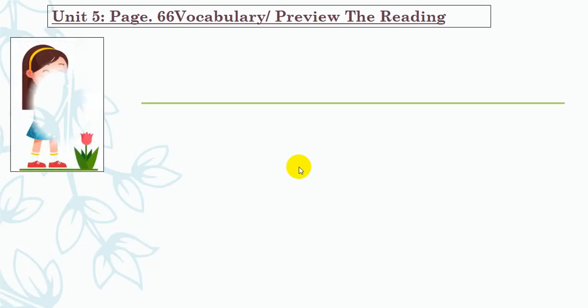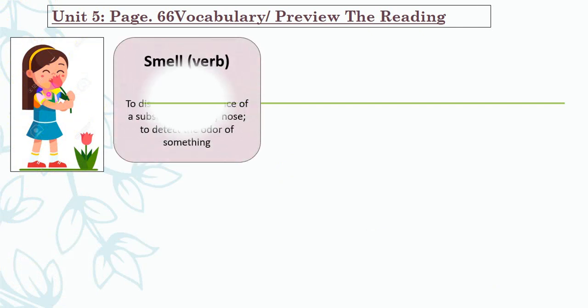So what do you see in the first picture? What is this girl doing? She has a very beautiful flower in her hand. And what is she doing? Is she looking at it? Is she hearing something? No, she's actually trying to smell, trying to discover the presence of a substance in air or to detect the odor.